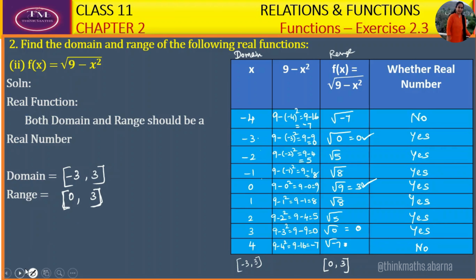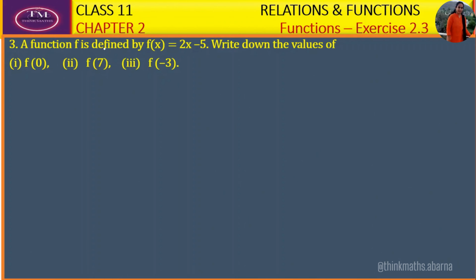So third question is very simple, children. A function f is defined by f of x equal to 2x minus 5. Write down the values of f of 0, f of 7, f of minus 3. Just we have to substitute the value here. This is x. So instead of x, we have to substitute 0. Instead of x, we have to substitute 7. Instead of x, we have to substitute minus 3 and find out the value. Very simple, isn't it?